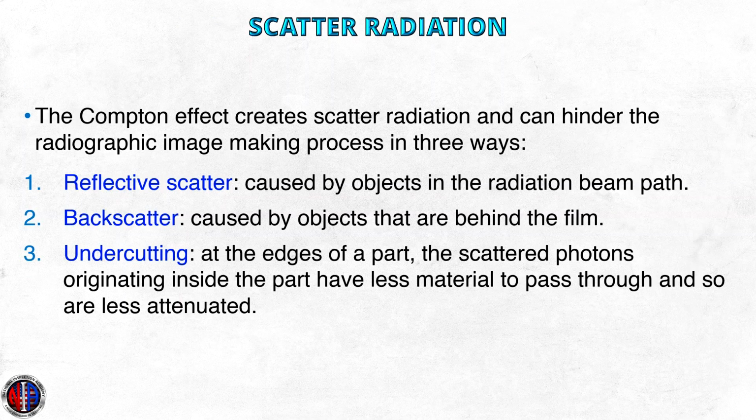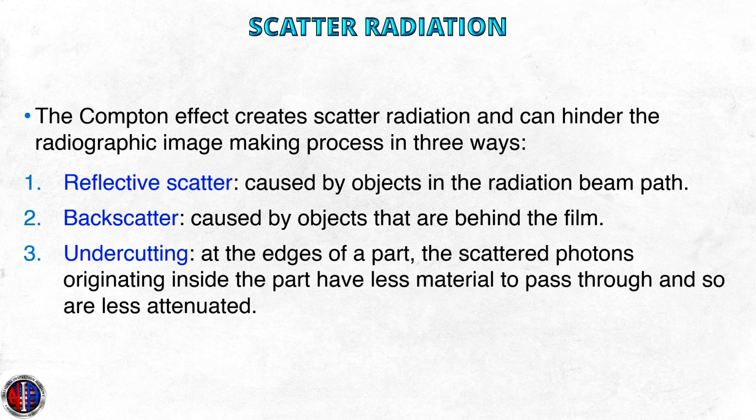The Compton effect creates scatter radiation and can hinder the radiographic image-making process in three ways. 1. Through reflective scatter, caused by objects, walls, tube head, stand, and so on, in the radiation beam path. 2. Backscatter, caused by objects that are behind the film, such as the floor, secondary structures, and so on.